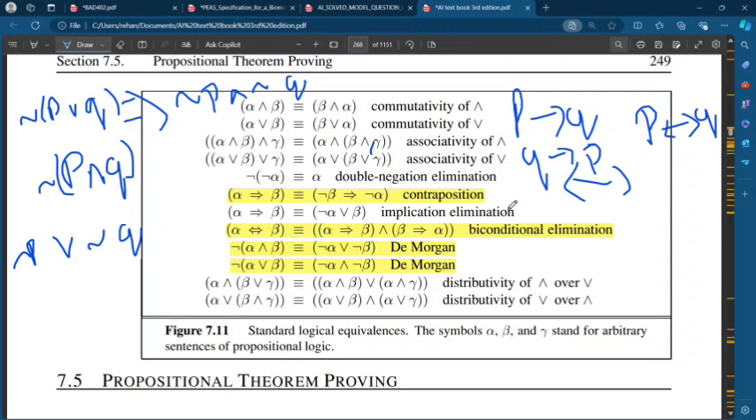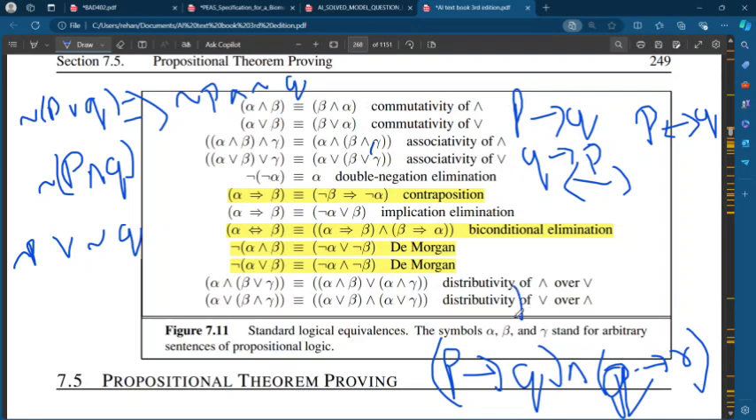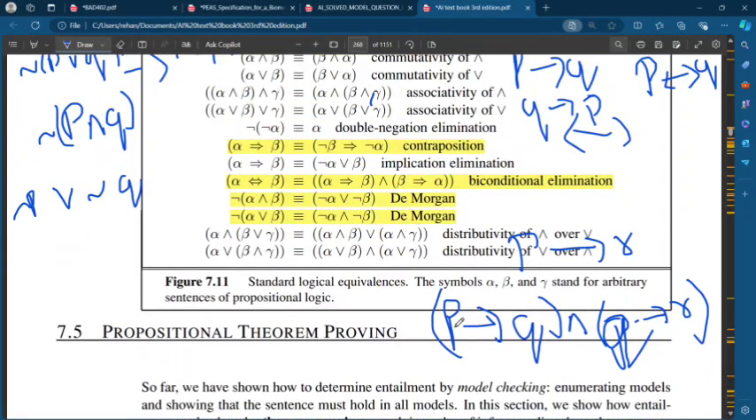If not, you can also write like this: P implies Q and Q implies R. This will give us P implies R. That's it. So nothing else is there for us to explain over here.